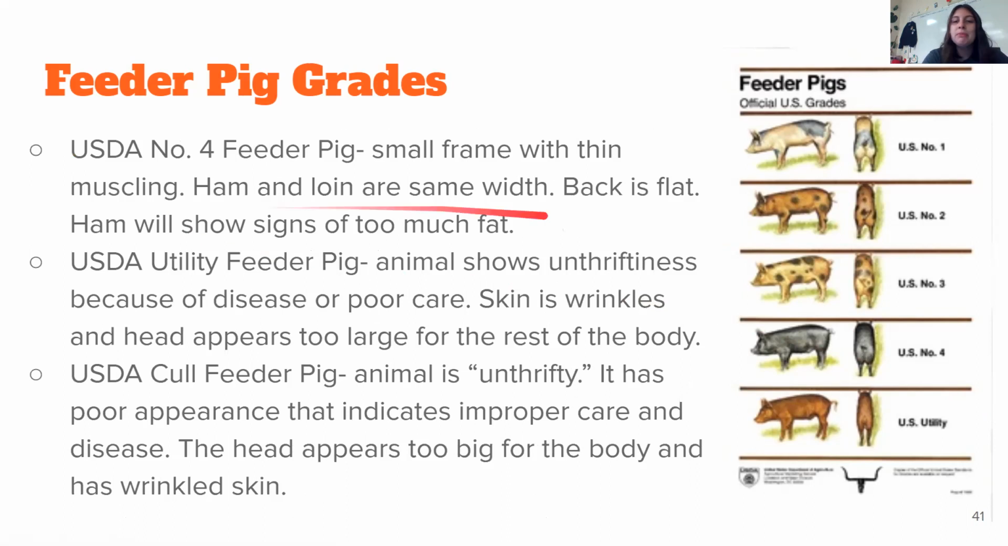And the grades pretty much just continue. You got a 4, you got a utility, which is just like, this pig is bad off. Rather than saying this pig is bad off, though, we say this pig is unthrifty, because that just sounds so much better, right? So we say this pig is unthrifty, meaning it doesn't look too good. It's not looking great. Maybe the pig's kind of sick. Maybe it's super old. Maybe it hasn't been taken very good care of for some very unfortunate reason. But either way, this pig is not looking too hot.